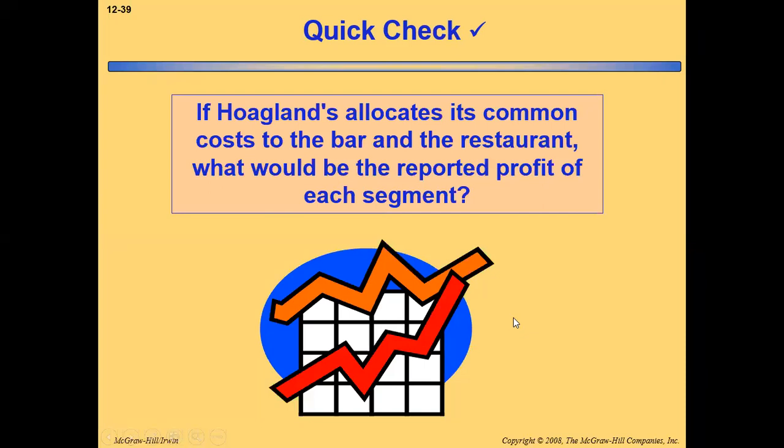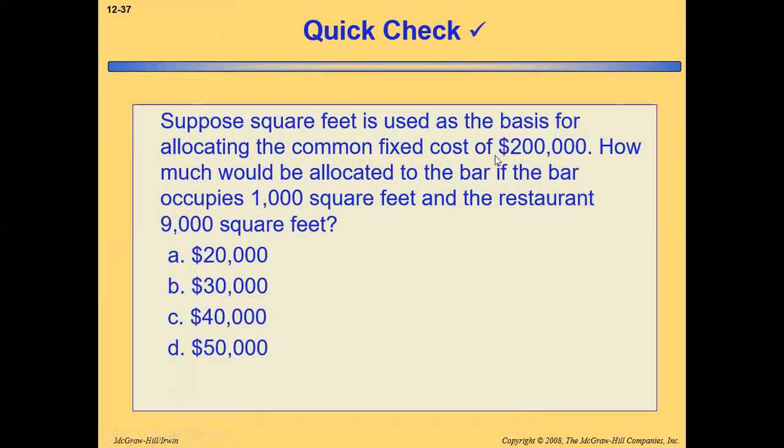স্যার এটা একটু আবার বলবেন? এটা দেখেন কমন ফিক্সড কস্ট, এখানে কি বলছে যে টোটাল কত? 2 লক্ষ, তাই না? জি স্যার। টোটাল 2 লক্ষ। আর আমাদের টোটাল স্কয়ার ফিট কত? এখানে বারে হচ্ছে 1000 আর রেস্টুরেন্টে কত? 9000। স্যার টোটাল 10,000, 2 লাখ ডিভাইডেড বাই 10,000। আর যদি আমরা বারটাকে এলিমিনেট করে দিই তাহলে কতটুকু আমরা করতে পারবো? মানে বারের মধ্যে আমরা অ্যালোকেট করতে পারবো কতটুকু? এখানে কত আসে? 10,000 ডিভাইড করলে কত?